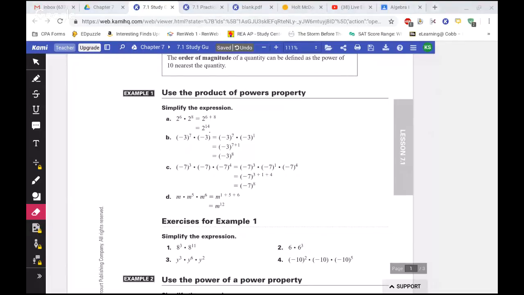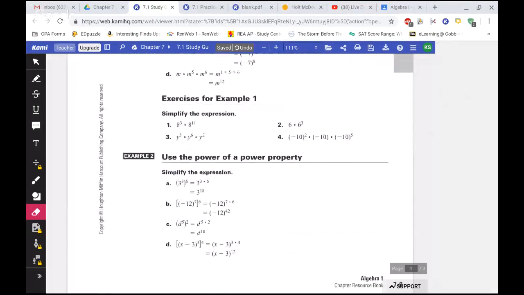The second part of this, and I know I've got others in, I'm just recapping this for everybody this morning. The second part of the power property is when you have a power raised to a power. You've got this base, 3 to the 3rd, and then all of that raised to the 6th power. You multiply those instead of adding like you did when the bases were like this. So it's 3 times 6.